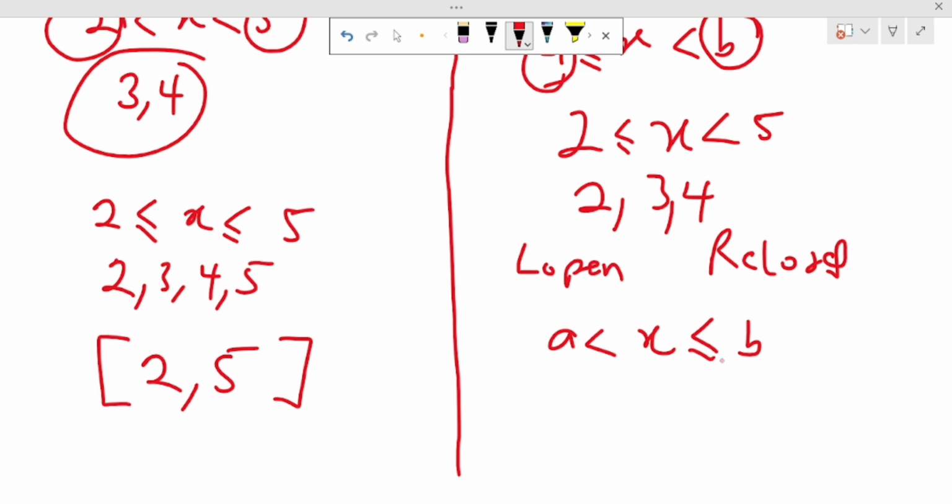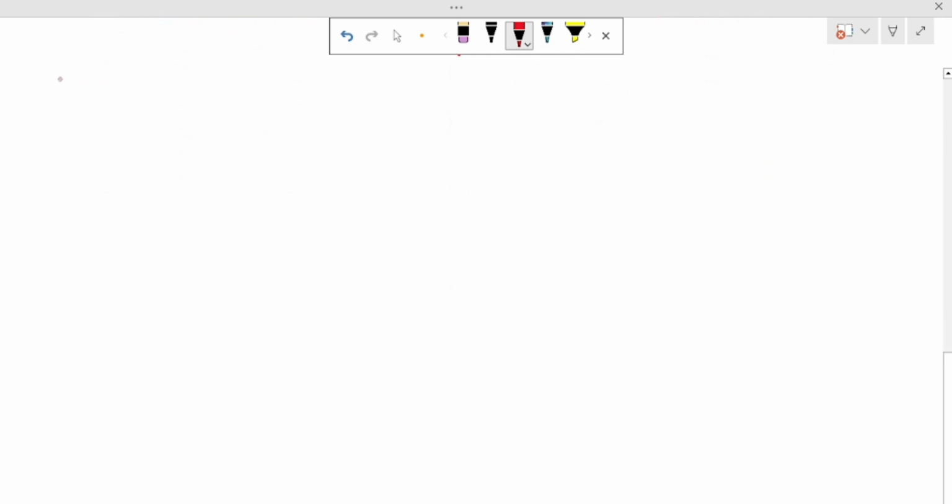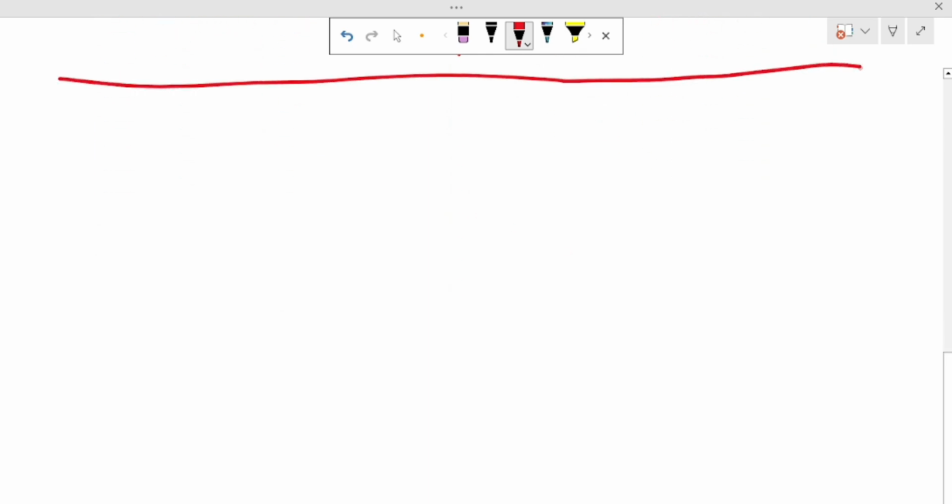Also, we have what we call unbounded intervals. For an unbounded interval, only one of the boundaries is specified, and it goes on to the end. It does not end. It extends to either negative infinity or positive infinity. So we have the right open or right closed interval, or left open, left closed interval.